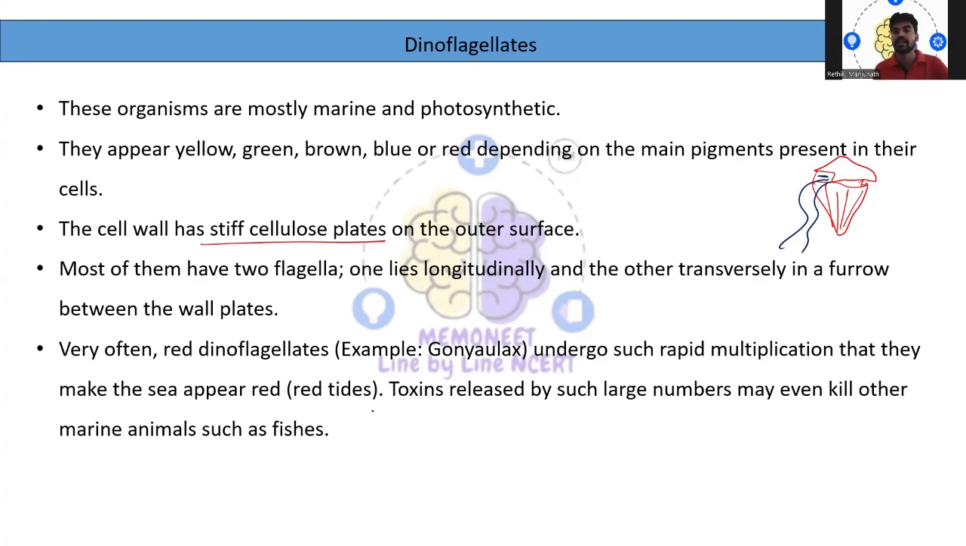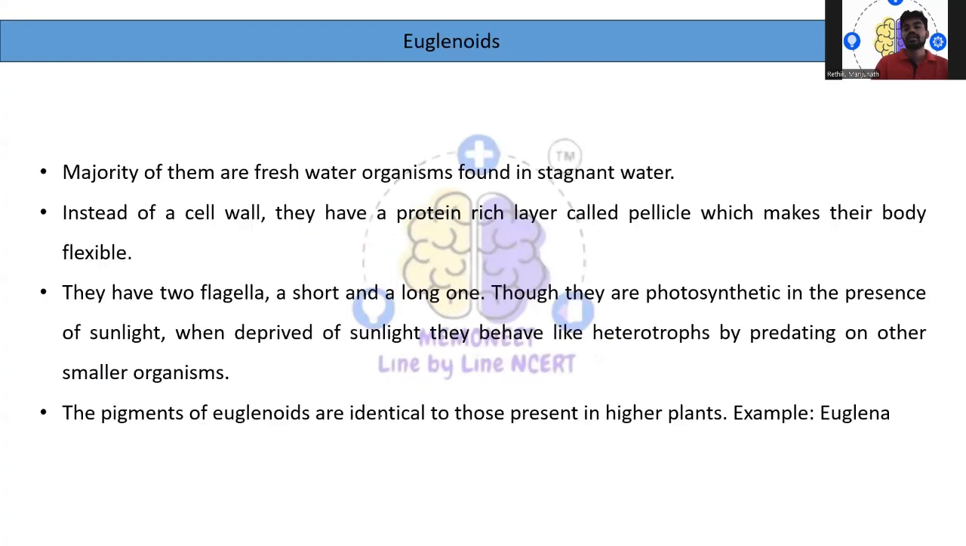Very often, the red dinoflagellates, for example Gonyaulax, undergo rapid multiplication, that is cell division. As a result, the sea appears red in color, like a red tide. They also release toxins. Since they are in large numbers and all of them release toxins, these toxins may even kill other marine animals such as fishes. Clear? The next one we have is euglenoids. So what about euglenoids?